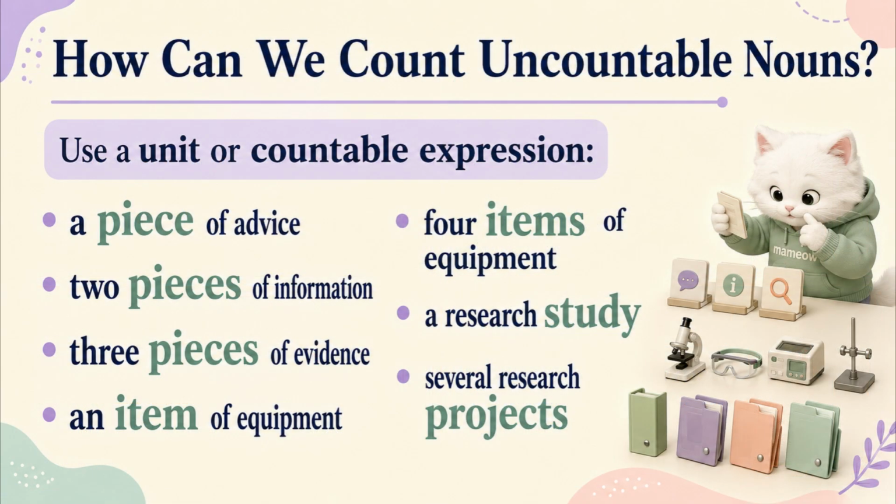Although an uncountable noun cannot normally be counted directly, we can count units or examples of it. We say a piece of advice, 2 pieces of information, and 3 pieces of evidence. For equipment, we can use an item of equipment or 4 items of equipment.